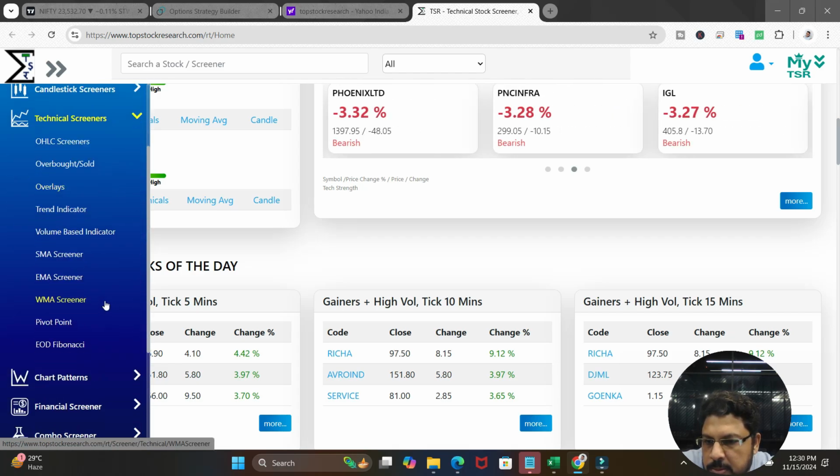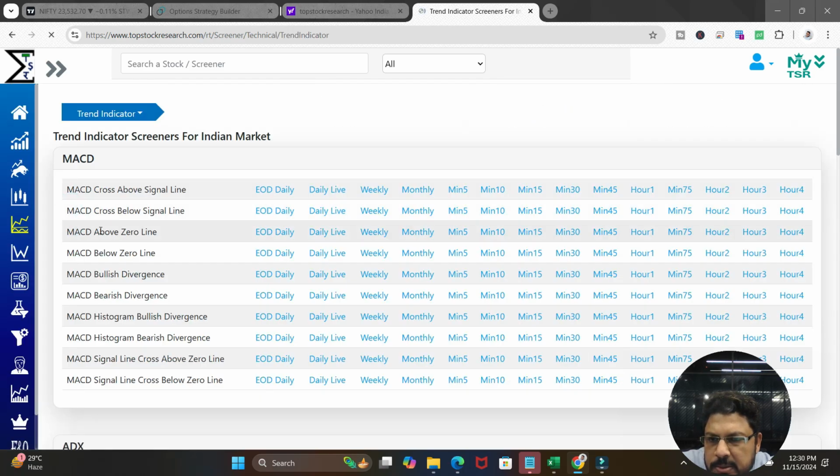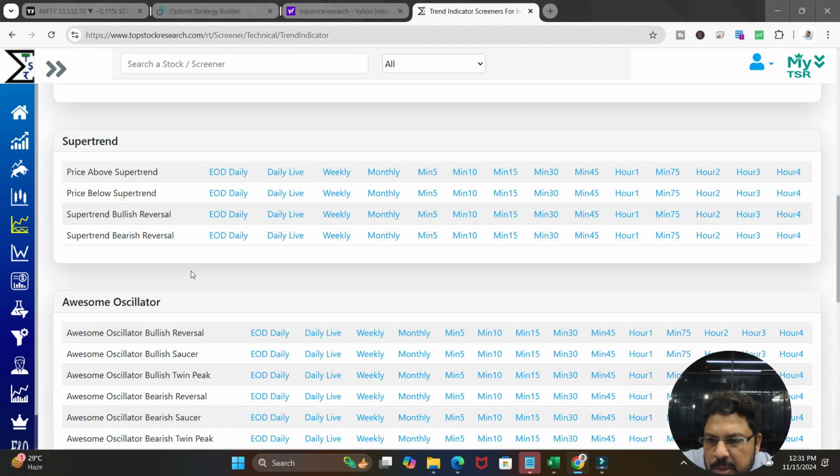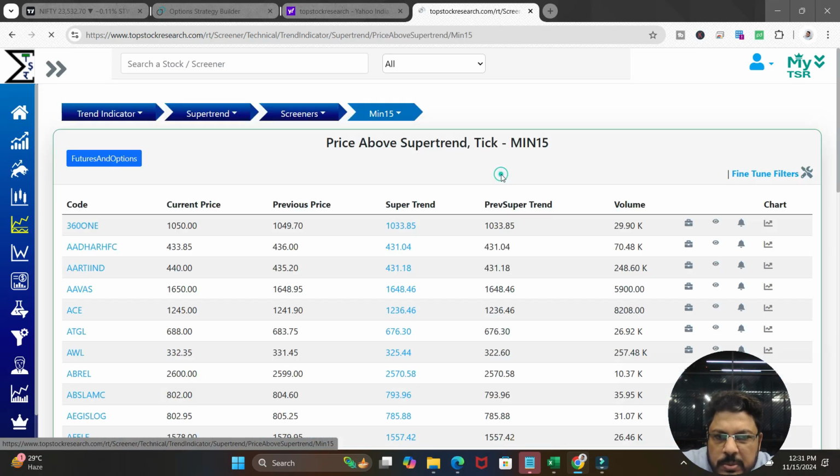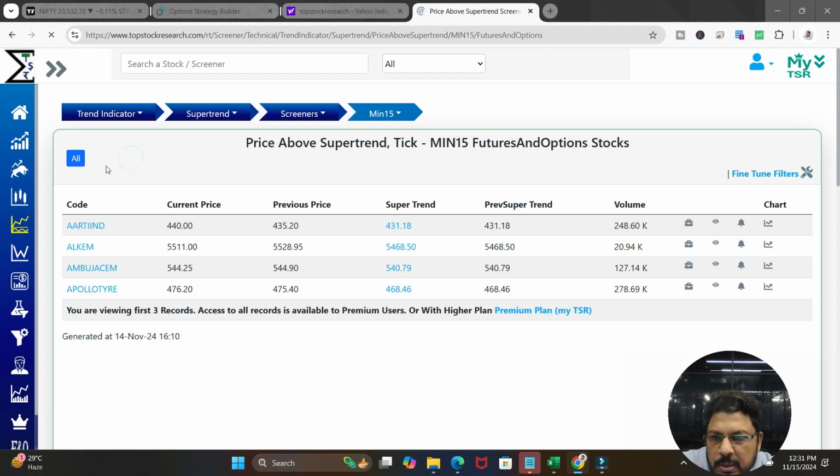So if I have to do a trend indicator basis, MACD is there, ADX, super trend is there. So price above super trend, end of day. Or if you want to do intraday, you can do price above super trend, 15 minutes. So when you click on this, you will get all these stocks. Futures and options, these are the 4 stocks.